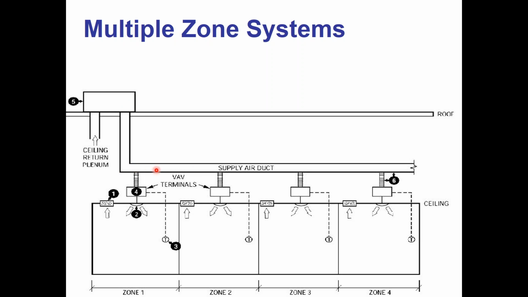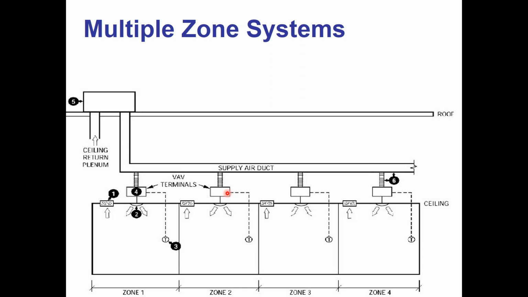So I've got 55-degree air coming down the duct system. I have 4 zones in this particular example. So I have 4 rooms. Each one of those rooms has its own thermostat. And those thermostats are controlling what we're going to call a VAV damper. We'll define some of the different types of VAV dampers.